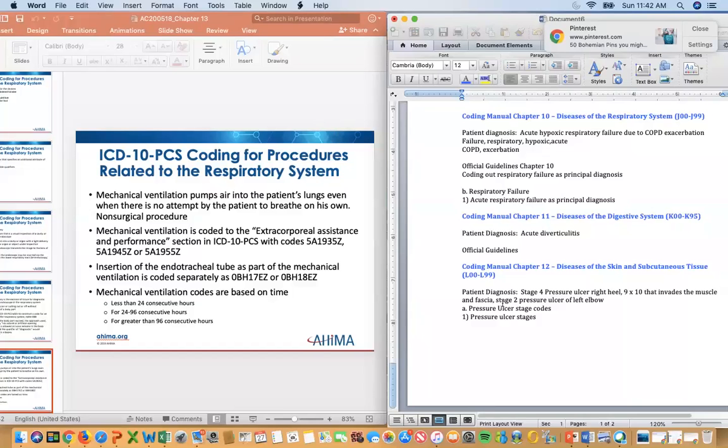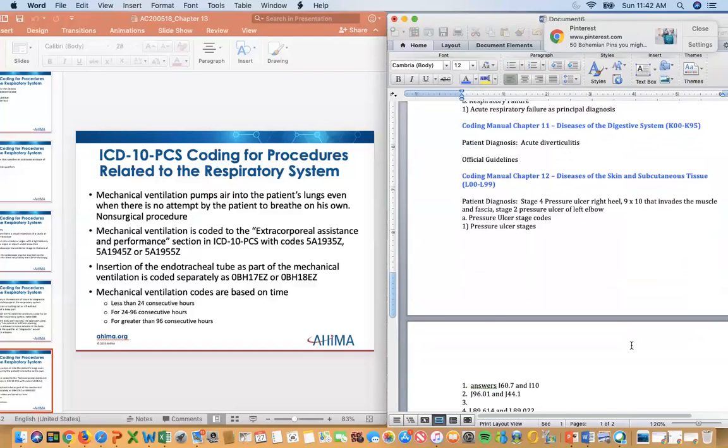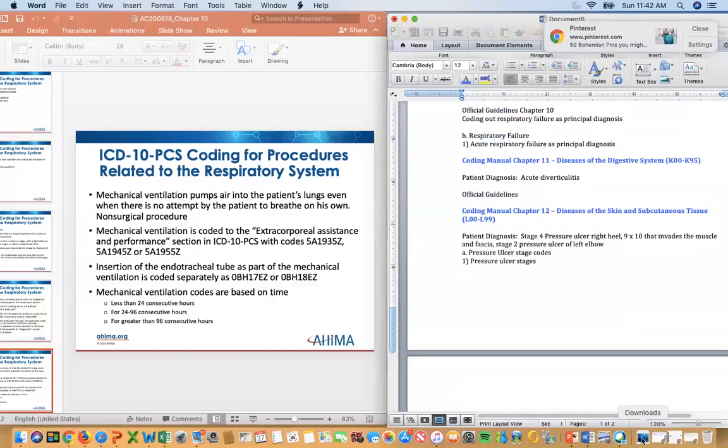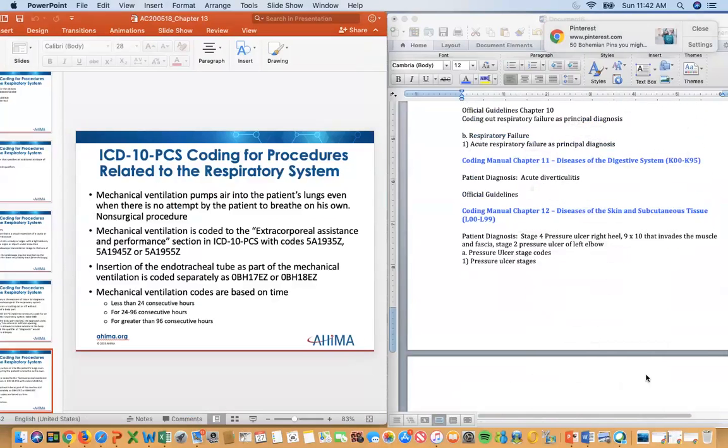Okay, I'm hoping that helps make a little bit more sense of our guidelines then. All right, we're going to move into our next chapter, chapter 11, chapter 14.